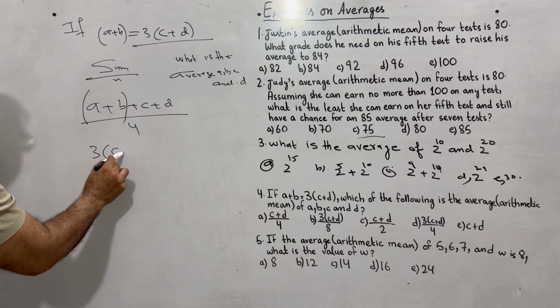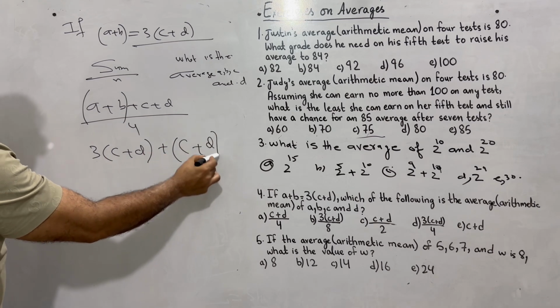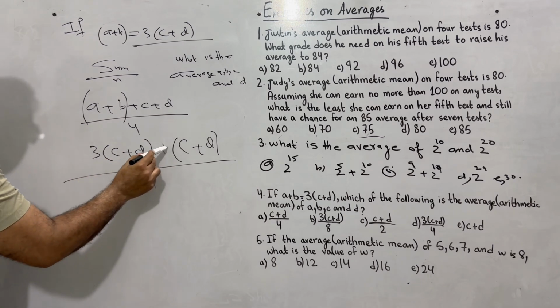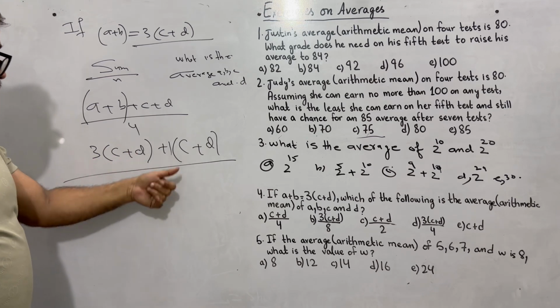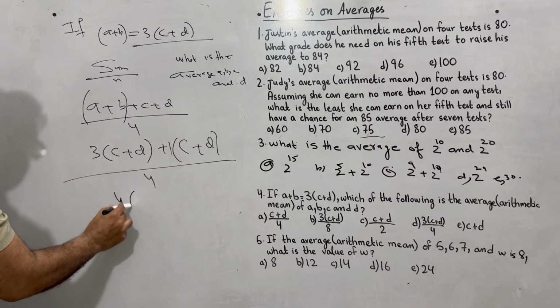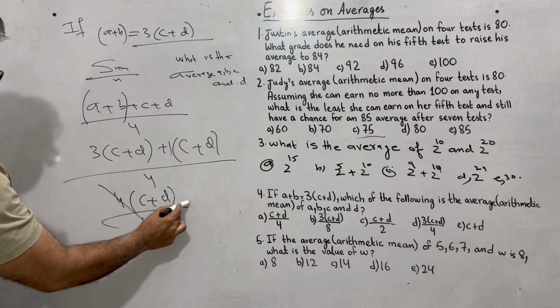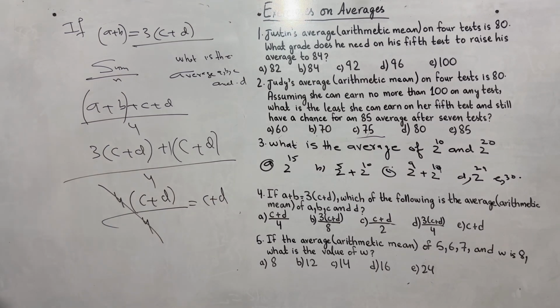3 times C plus D, plus C plus D, overall over 4. Look at this: 3 times C plus D, 1 times C plus D. Both brackets are identical, right? Add their coefficients: 3 plus 1, 4 times C plus D divided by 4. 4 cancel. So our average is C plus D.